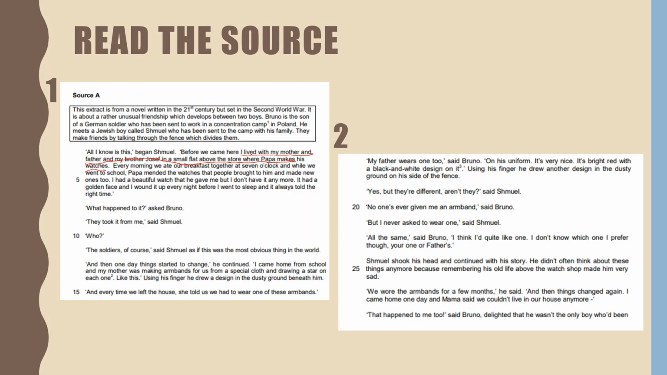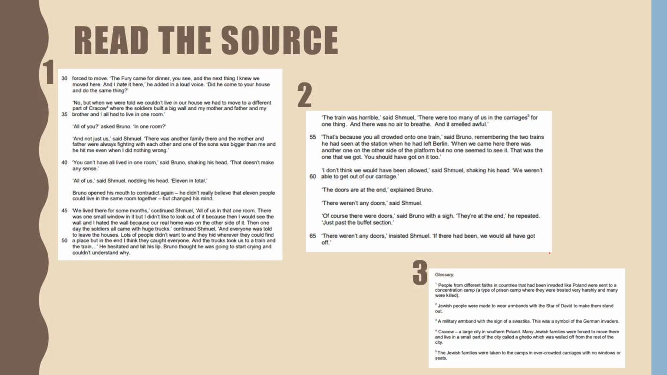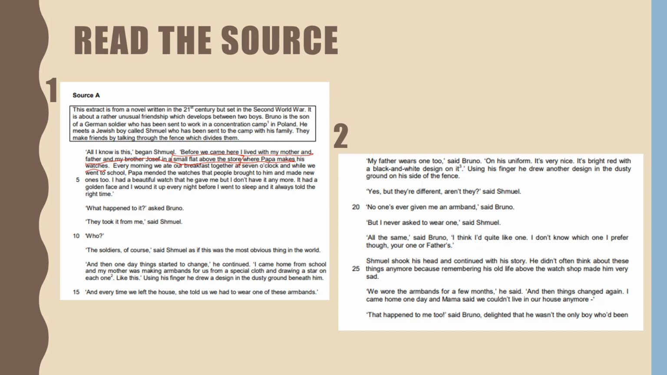Notice this is actually one sentence: I live with my mother and my father and my brother Joseph in a small flat above a store where Papa makes his watches. Actually, this is 2 different answers because it's got who he lives with and it's also got where he lives. So that's the second answer I can put. He lived in a small flat. Full stop. And that's right as well. You can put that the flat was above the watch shop if you want to, but you don't have to.